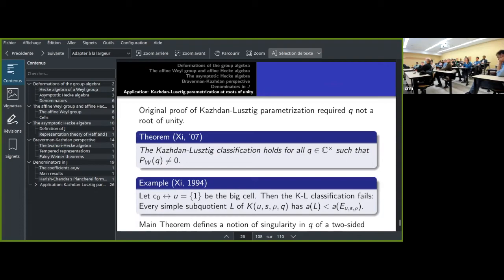And so this gives a notion of how singular in q each two-sided cell of the affine Weyl group is. And the big cell for which there's this counterexample is actually the most singular in q. So its denominators are the entire Poincare polynomial, and definitely you can't make sense of this when q is a root of that. But there are cells that are less singular in q.